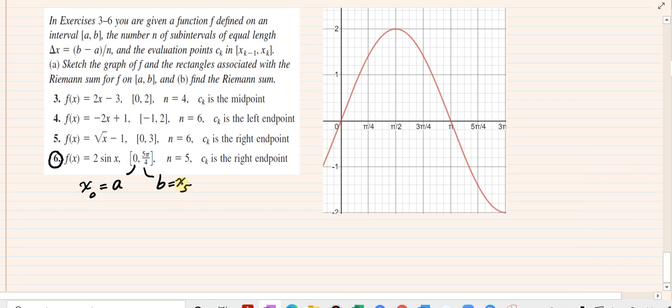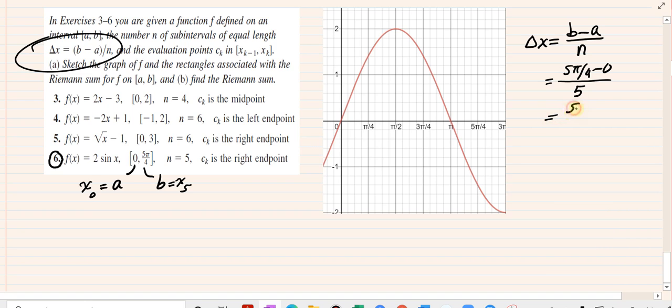So let's find out our delta x here. We're going to go with a regular partition, delta x equals b minus a over n. We were told that, right? We want subintervals of equal length. So b, which is 5 pi over 4, minus 0, divided by 5 rectangles. If you invert and multiply, we get 5 pi over 4 times 1/5. The 5's divide out, and we get pi over 4. So each delta x is pi over 4 units.